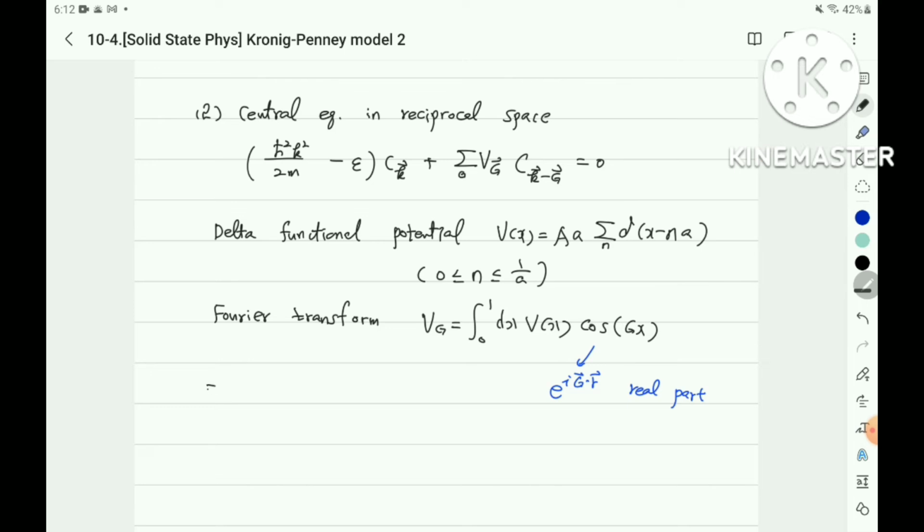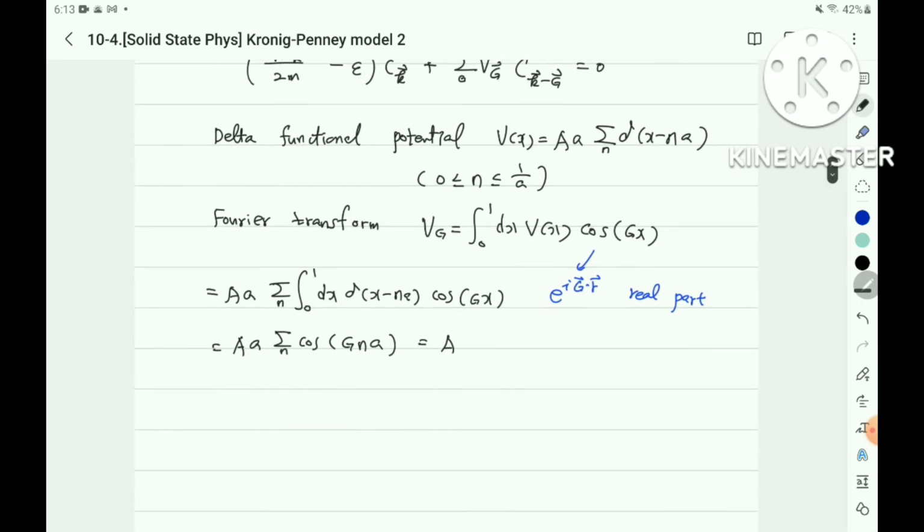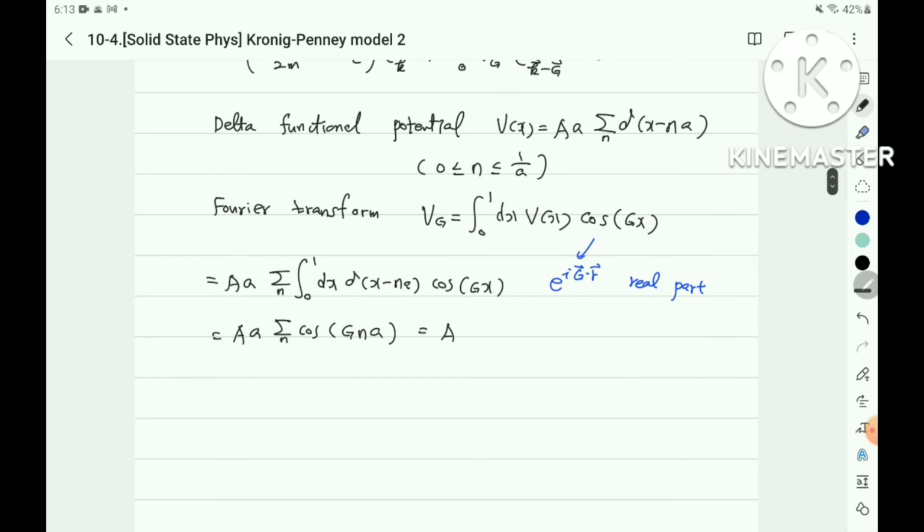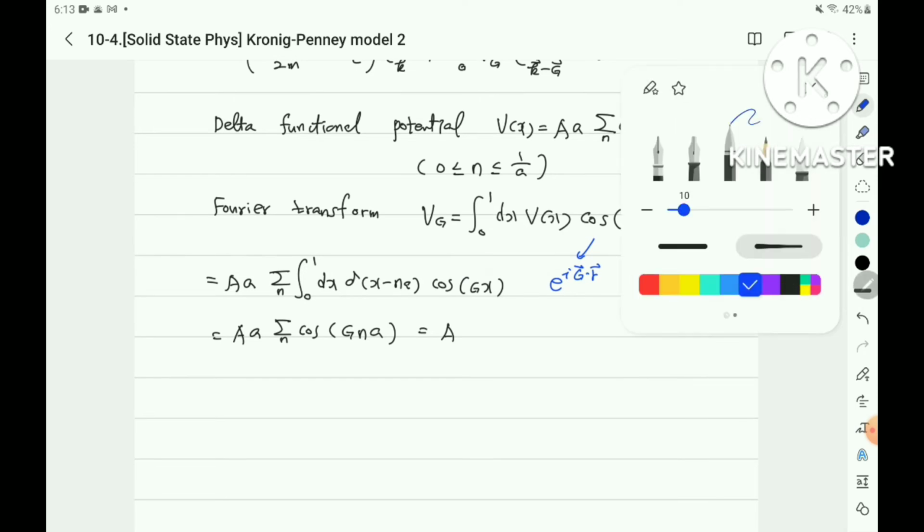Then A times the summation over n of the integral from 0 to 1 of dx delta(x − na) cosine gx. Then A times the summation over n of cosine g na. Then it should have the amplitude. Then I will calculate this one.